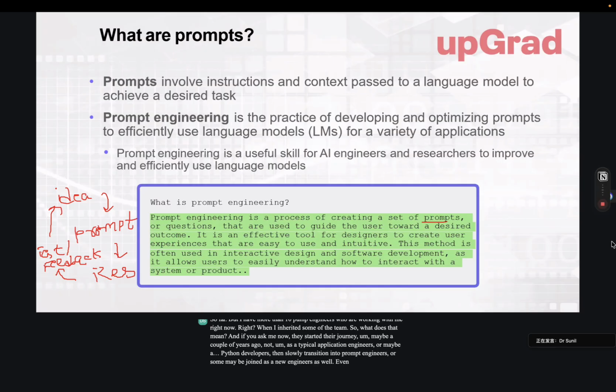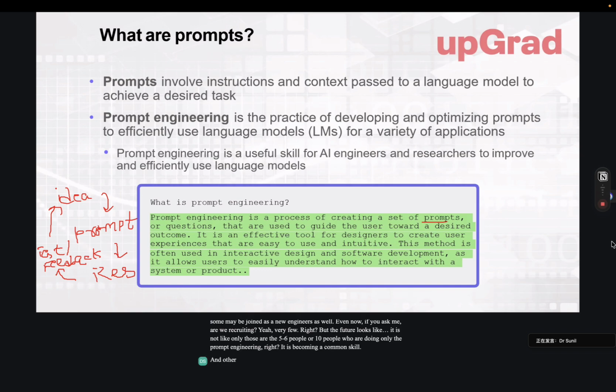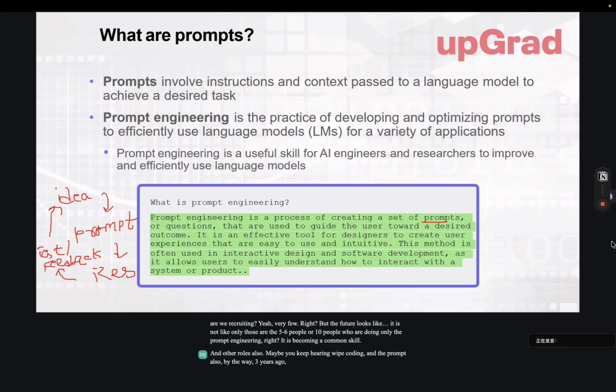Even now, if you ask me, are we recruiting? Yeah, very few, right? But the future looks like it is not only those 5, 6 people or 10 people who are doing only the prompt engineering, right? It is becoming a common skill in other roles also. Maybe you keep hearing vibe coding and the prompt also. By the way, 3 years ago, you needed to handcraft those prompts, but these days, even GPT can help you to get the prompts, right?